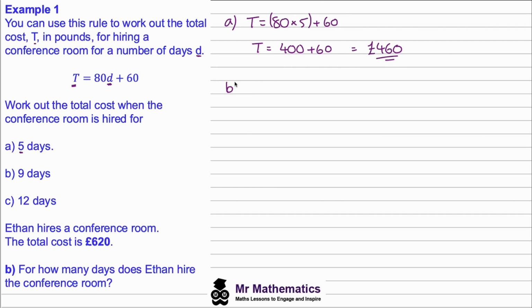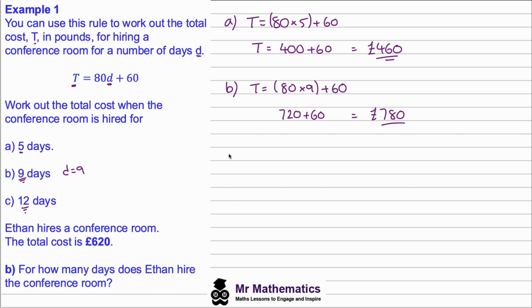For question B, now we're told that we've got 9 days. So this is where D will equal 9. So T will equal 80 multiplied by D, which we know is 9, plus the 60. And 80 times 9 is 720. So we've got 720 plus the 60. This will have a cost of £780. So do you want to work out the cost for 12 days?